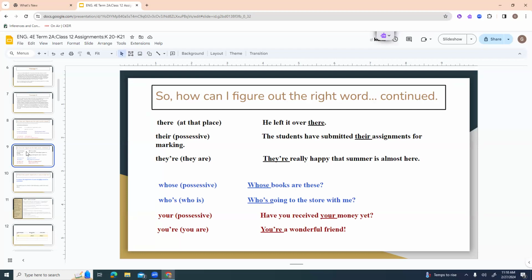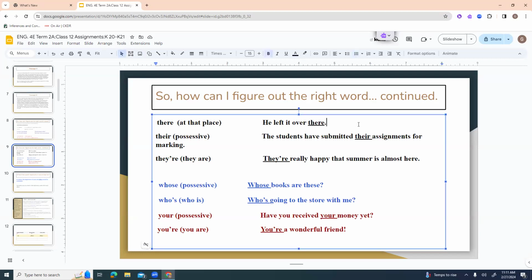So there is a location word, at that place. Like he left it over there. This is one where I always remember things like, just like a little trick, where. Where, there. They rhyme. They're connected to the idea of location. The next their is possessive. So the students have submitted their assignments for marking.